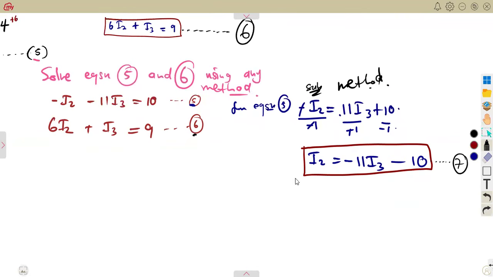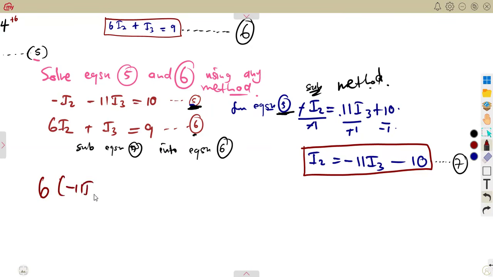So this is what just happened. We made I2 the subject from equation 5. So we substitute in the other equation, which is equation 6. So we are going to substitute our equation 7 into equation 6. So by doing this, you are going to see that 6 into, take note, I2, and I2 is this part, which is minus 11 I3 minus 10. We substituted in place of I2 into the other equation.